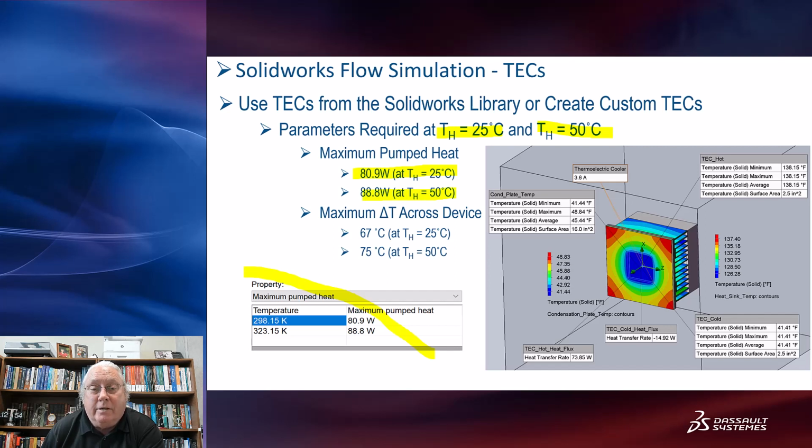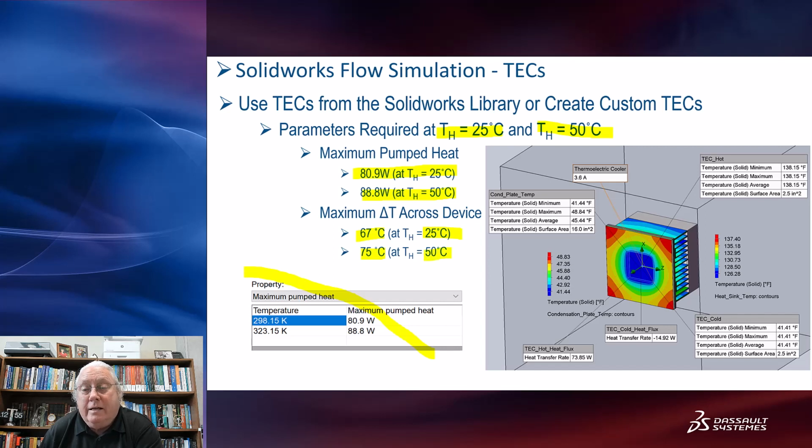Put those 2 data points in there, and it iterates through depending on the conditions that you're seeing in your simulation. You also put in maximum delta T. This is from the previous page from the manufacturer. This is the delta T between the hot side and the cold side when the hot side is 25 degrees, and this is the maximum delta T across the device when the hot side gets to 50 degrees C.